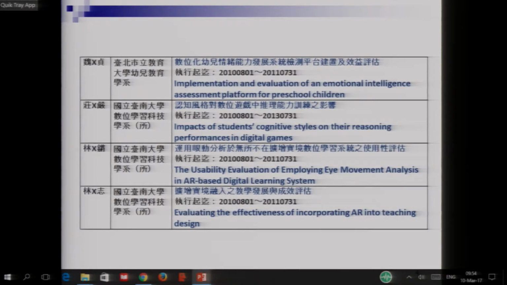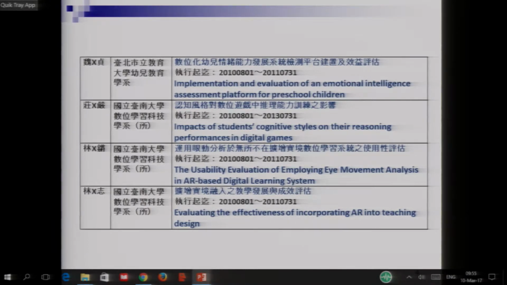Let's look at another project, this one. The usability evaluation of employee eye movement analysis in AR-based digital learning system. Oh, this is high technology, right? Eye movement analysis. I mean, you use an eye tracking machine to record the students' eye focus, right? And also you use an AR-based digital learning system. Do you think this project will be approved if it is proposed this year?